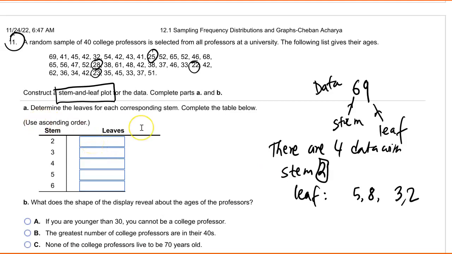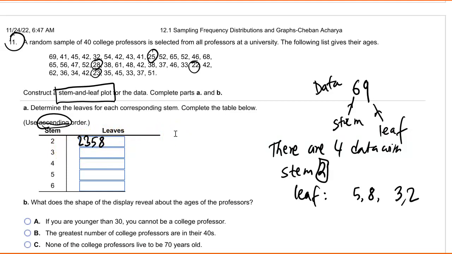Use ascending order. You write smallest to largest. Therefore, when you write the data, you write 2, 3, 5, 8. Okay, don't leave a gap. Just type all together like 2358, 2, 3, 5, 8, but in ascending order. Okay, that's what the first box is going to look like.